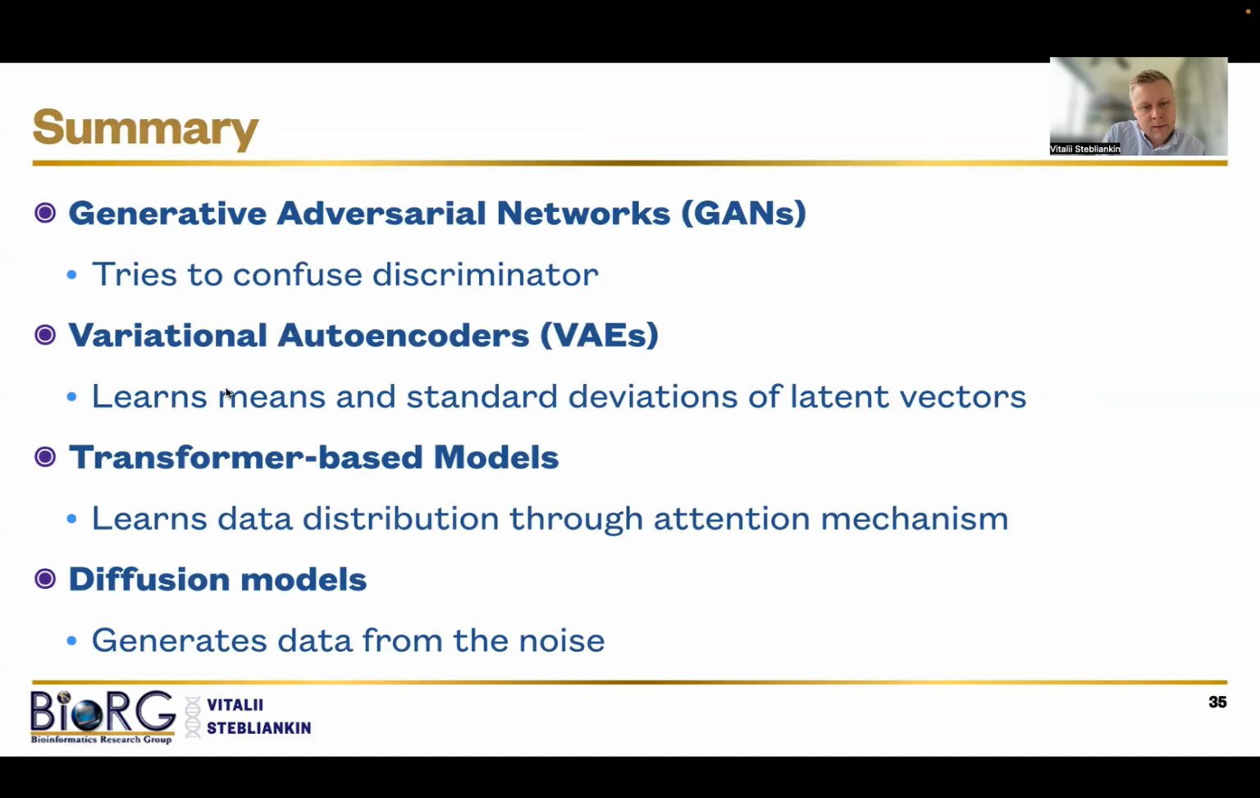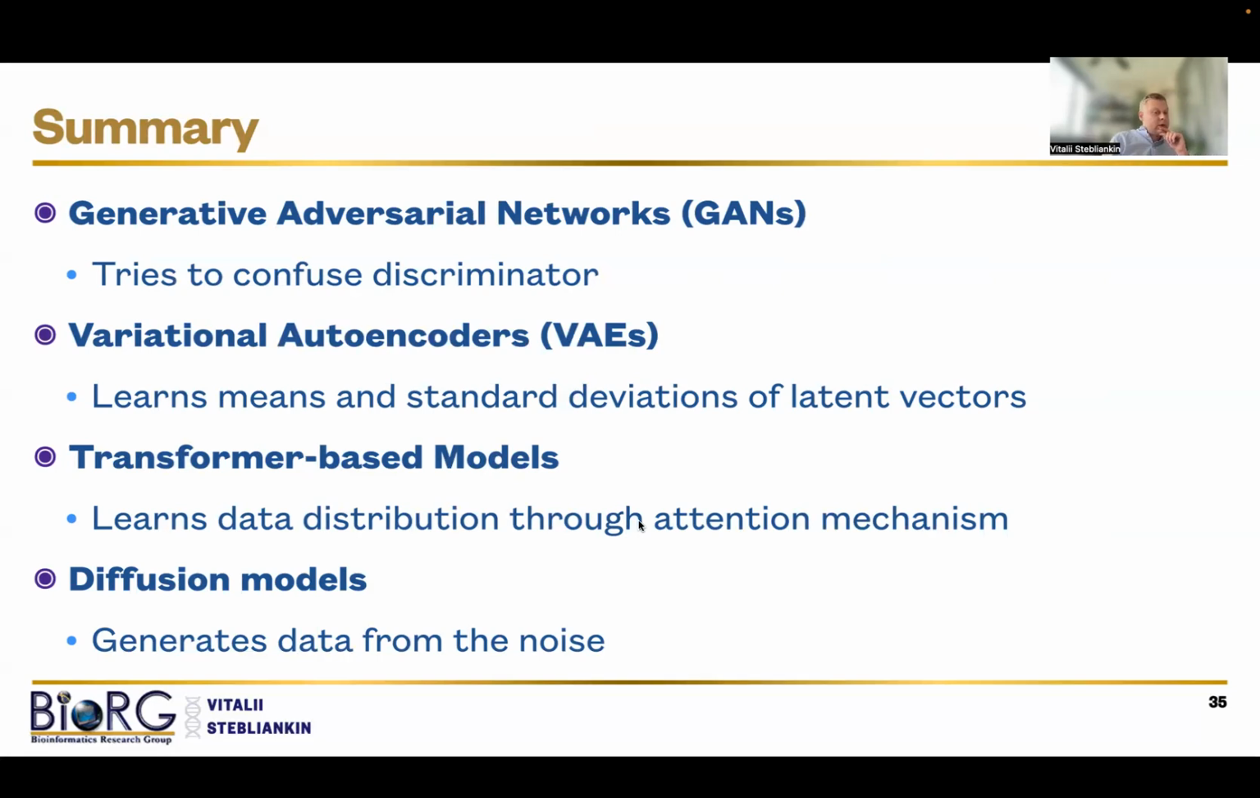Then we covered the class of transformer-based models. Transformer-based models learn the data distribution through the attention mechanism. So we have the query, key and value vector representations, and every vector in a sequence is transformed in a way so it has attention of every other vector in the sequence. And to train a transformer-based model, you can mask some portion of the text and try to predict the missing words. So large language models use the transformer-based mechanism.